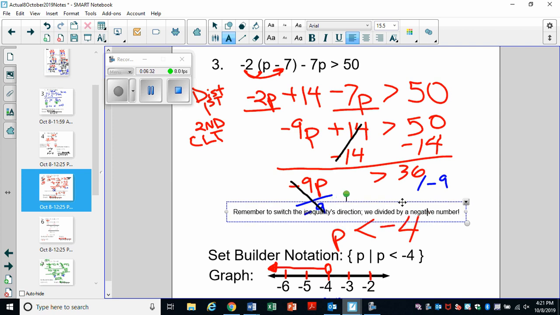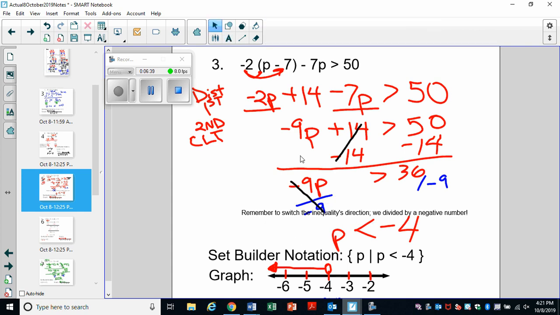So I just want everybody to see why we switched the direction of the inequality. We know that in the end, if we divide or multiply by a negative number, you have to switch the direction of the inequality. And again, we have our set builder notation, p such that p is less than negative 4. Open circle, since it's less than, arrow to the left.